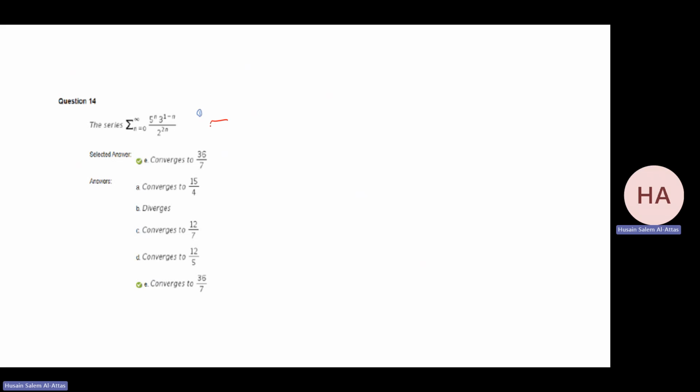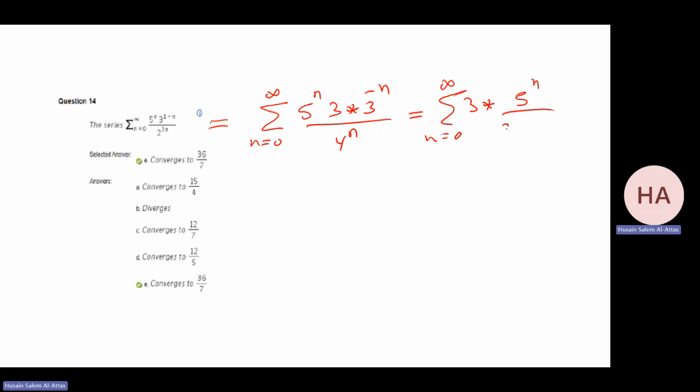Yeah, I need to manipulate it a little bit. The summation, n equals 0 to infinity, of 5 to the power n times 3 times 3 to the power minus n over 4 to the power n. So that will be 5 to the power n. Let me do the summation, n equals 0 to infinity, of 3 times 5 to the power n over 3 to the power n times 4 to the power n. In other words, this will be 3 times (5 over 12) all to the power n.